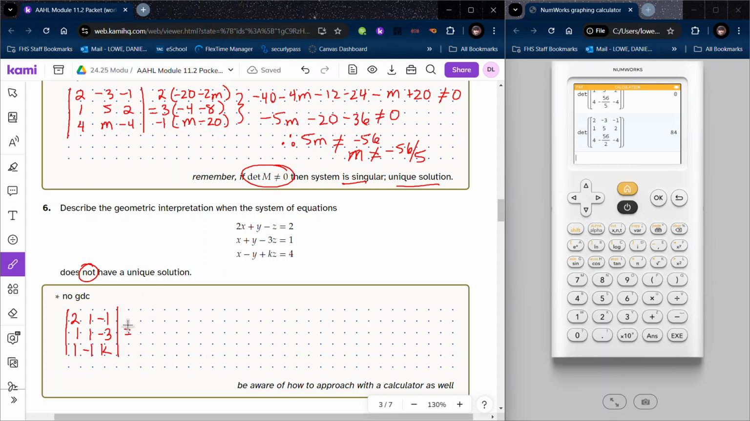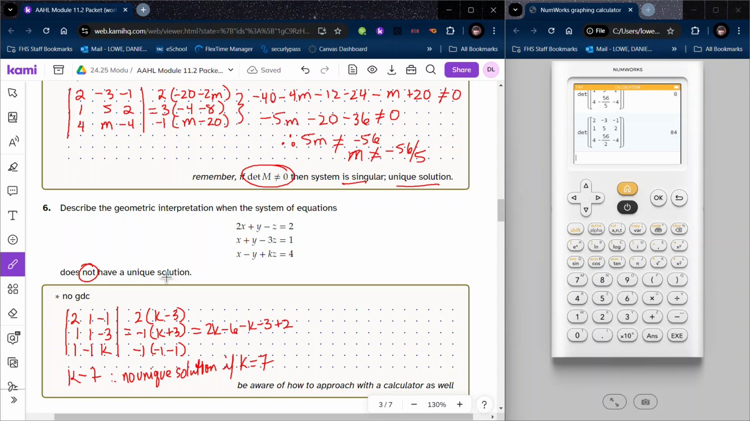If I consider that determinant, that's going to give me 2 times k minus 3, negative 1 times k plus 3, and negative 1 minus 1. All right, so that's 2k minus 6 minus k minus 3 plus 2. So that gives me a determinant of k, and I have minus 9 plus 2, so k minus 7. So therefore I know I have no unique solution if k is equal to 7, right? Because that would make my determinant be equal to 0.